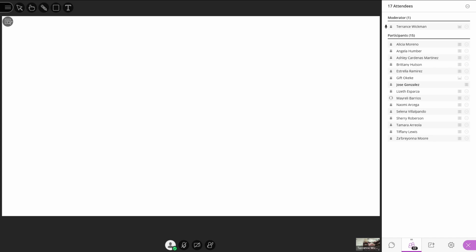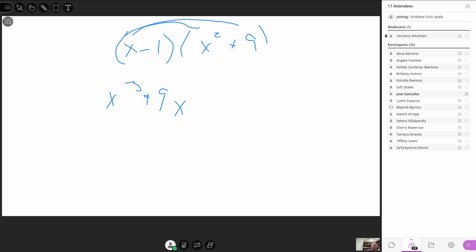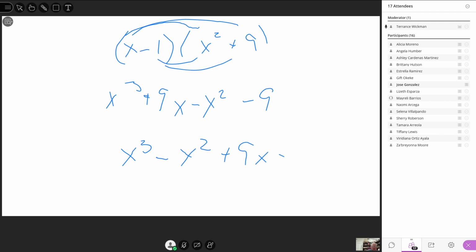And we have x minus 1 times x squared plus 9. We take this times this, we get x cubed. This times this gives you a plus 9x. This times this gives you minus x squared. And this times this gives you minus 9. So we have x cubed minus x squared plus 9x minus 9.